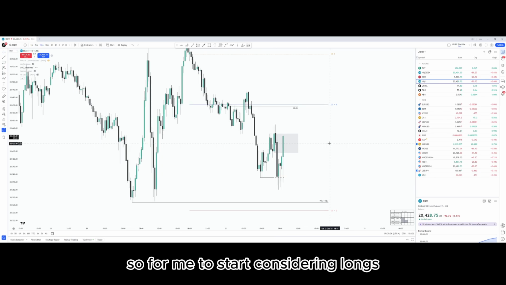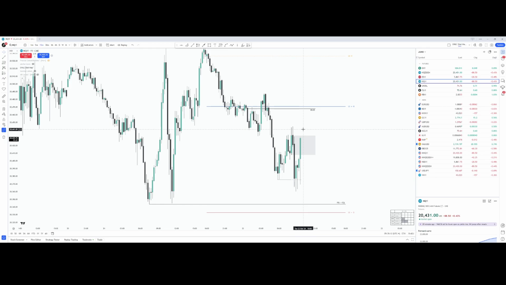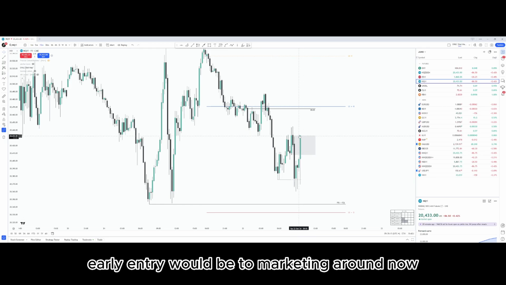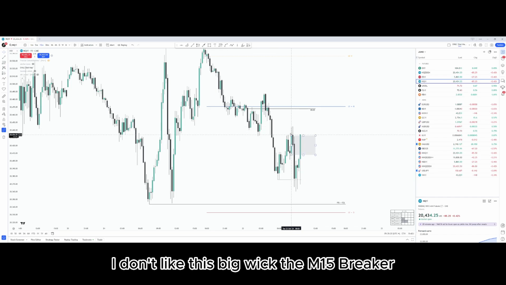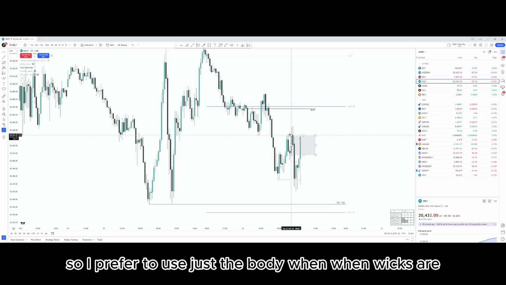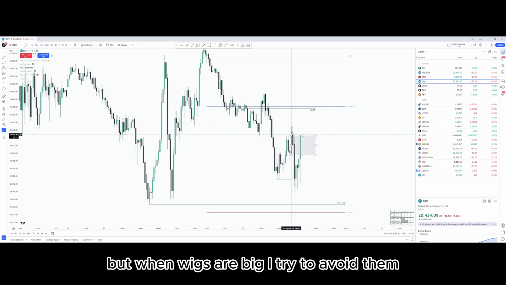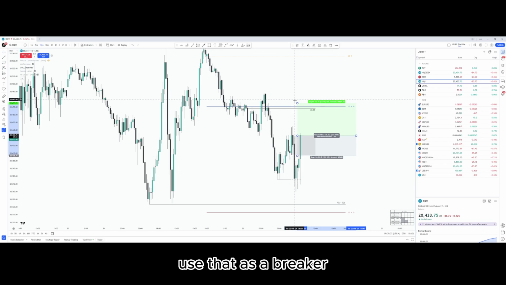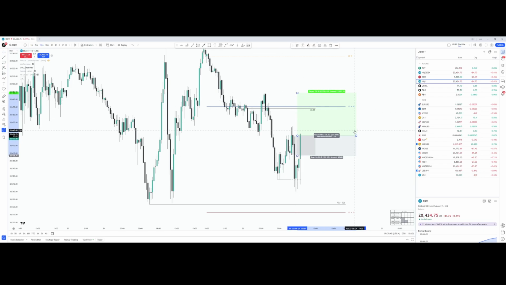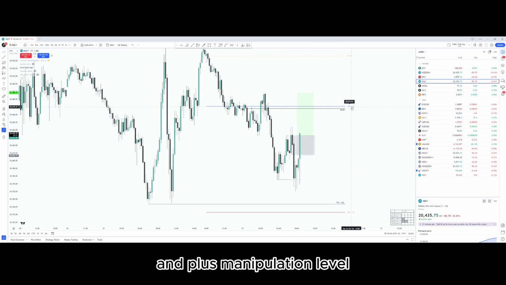So for me to start considering long, I would like to see a close above here. Early entry would be to market in around now. I'm using just the body. I don't like this big wick, the M15 breaker, so I prefer to use just the body when wicks are big, I try to avoid them. So the trade would be something like this, use that as a breaker, and then aim for these highs right here, just a little bit above the midnight open and plus manipulation level.